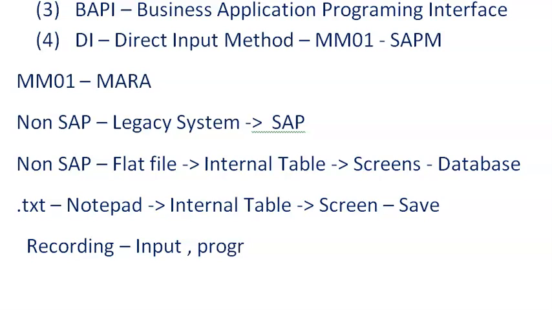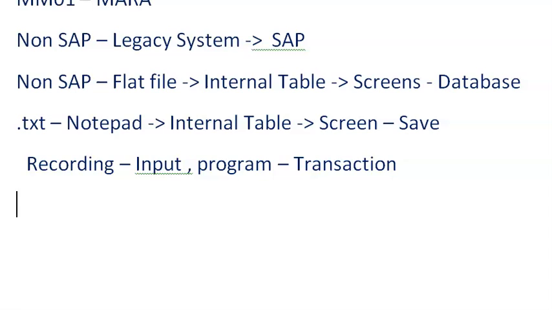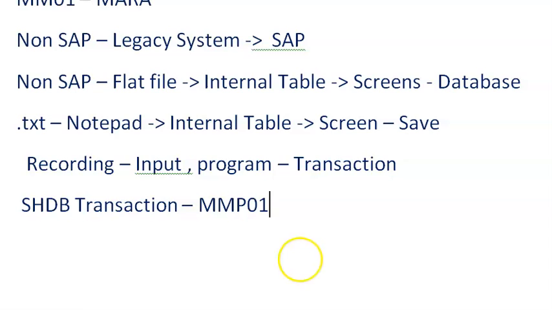So we use this recording in the program and then upload it, move it into the screen, meaning the transaction. We move all these things into the transaction. So for this we will be using the recording. The recording will be done in the SHDB transaction. Recording of this screen will be done in the SHDB transaction. So the SHDB transaction will go and record for MM01. Okay, because we are using MM01, right?